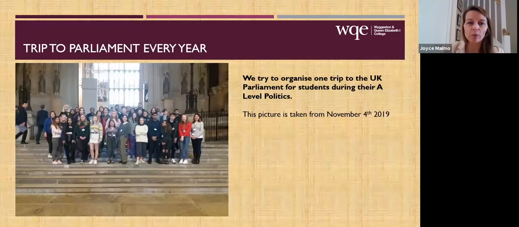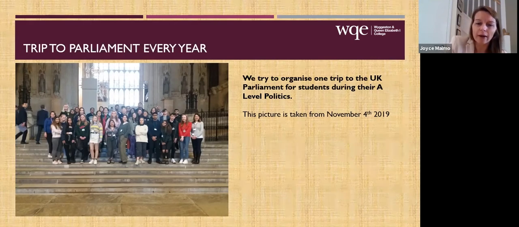So we normally take the students there and they will get a guided tour around Parliament. Now, last time we went, we saw actually quite a few famous politicians. So it was quite exciting for the students. And then they will have a little workshop around a topic, being electoral systems or laws and debating. And that's all relevant to the curriculum that we have.